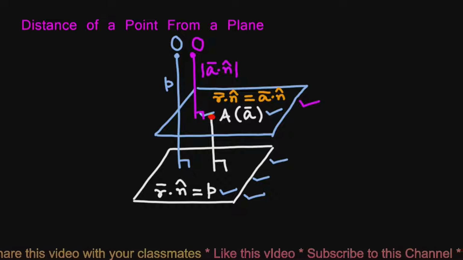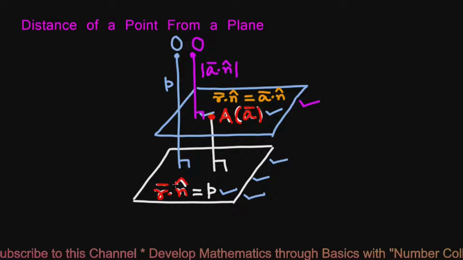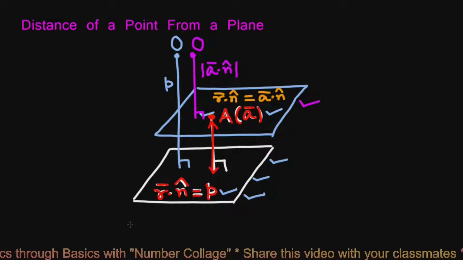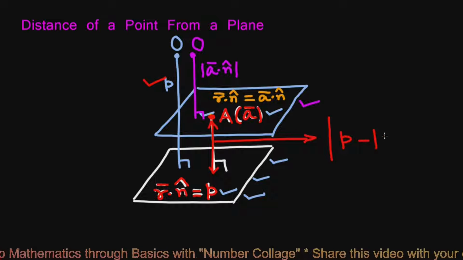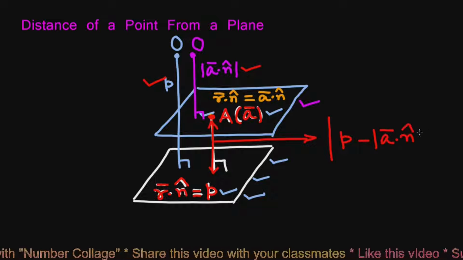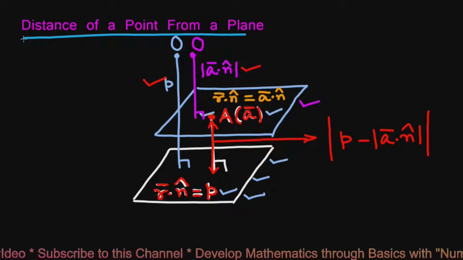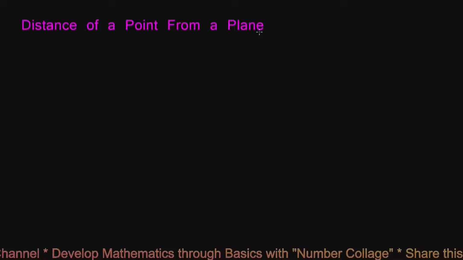Hence, distance of point A bar from the plane r bar dot n cap equals p will be given by mod of this p minus mod of this a bar dot n cap. This is how we can find distance of a point from a plane. Now we will discuss how to find distance of a point from a plane.